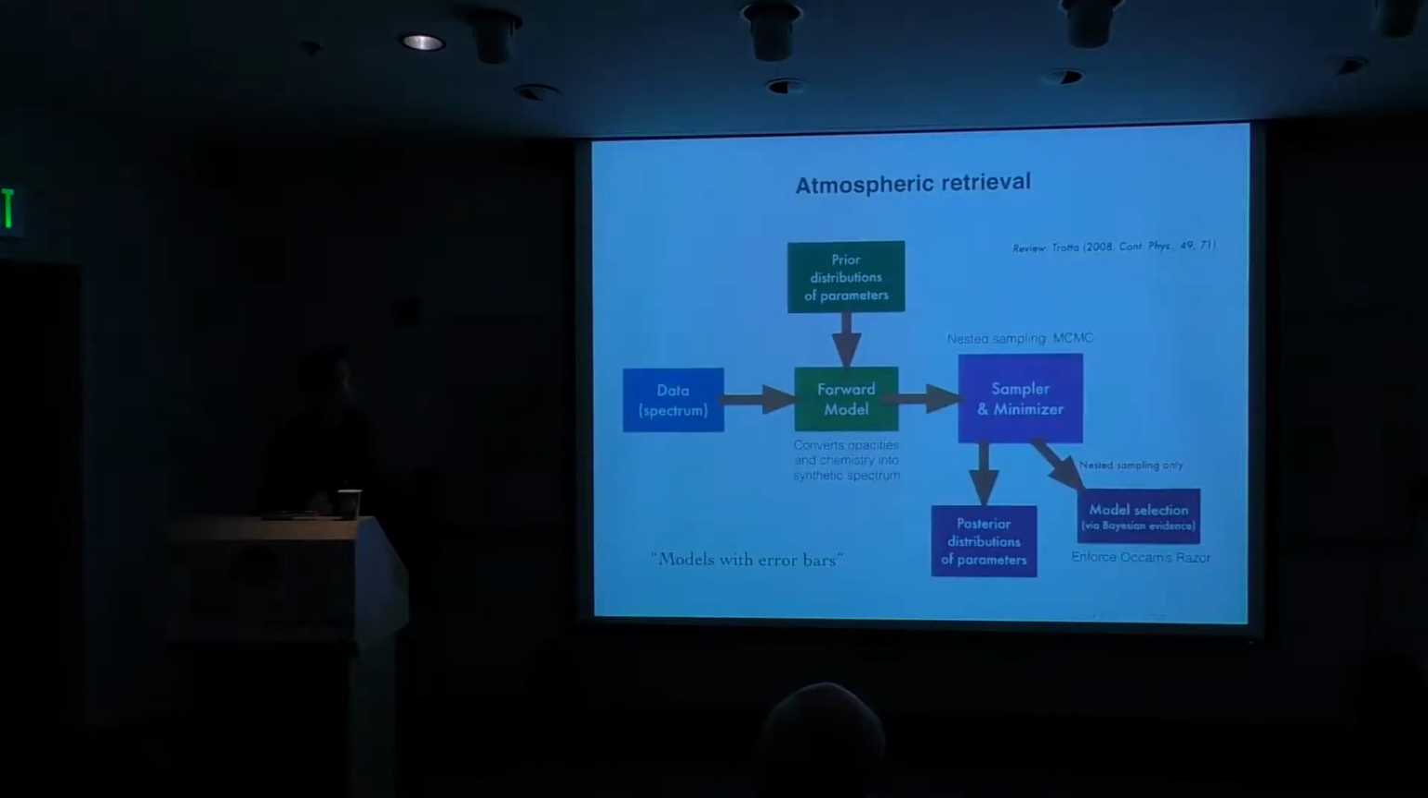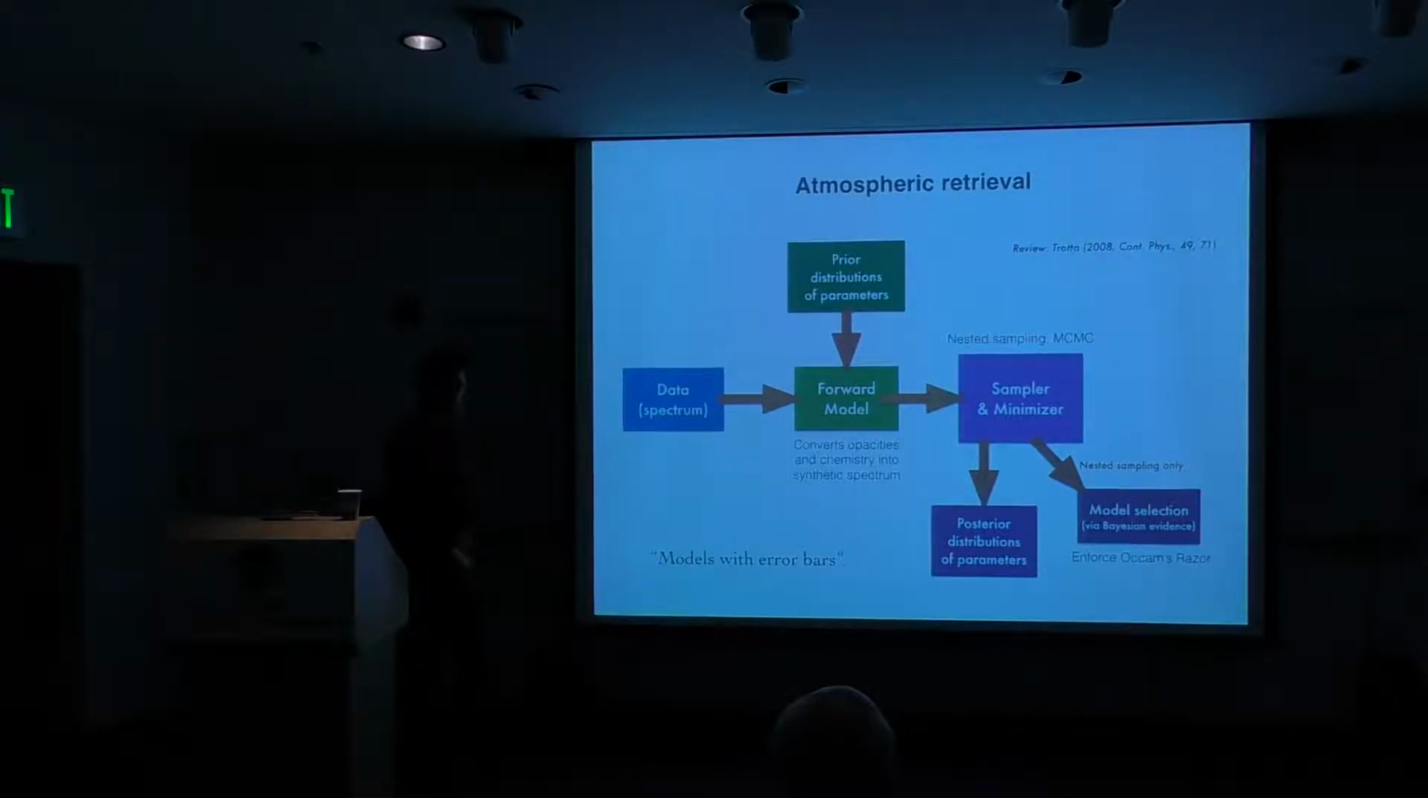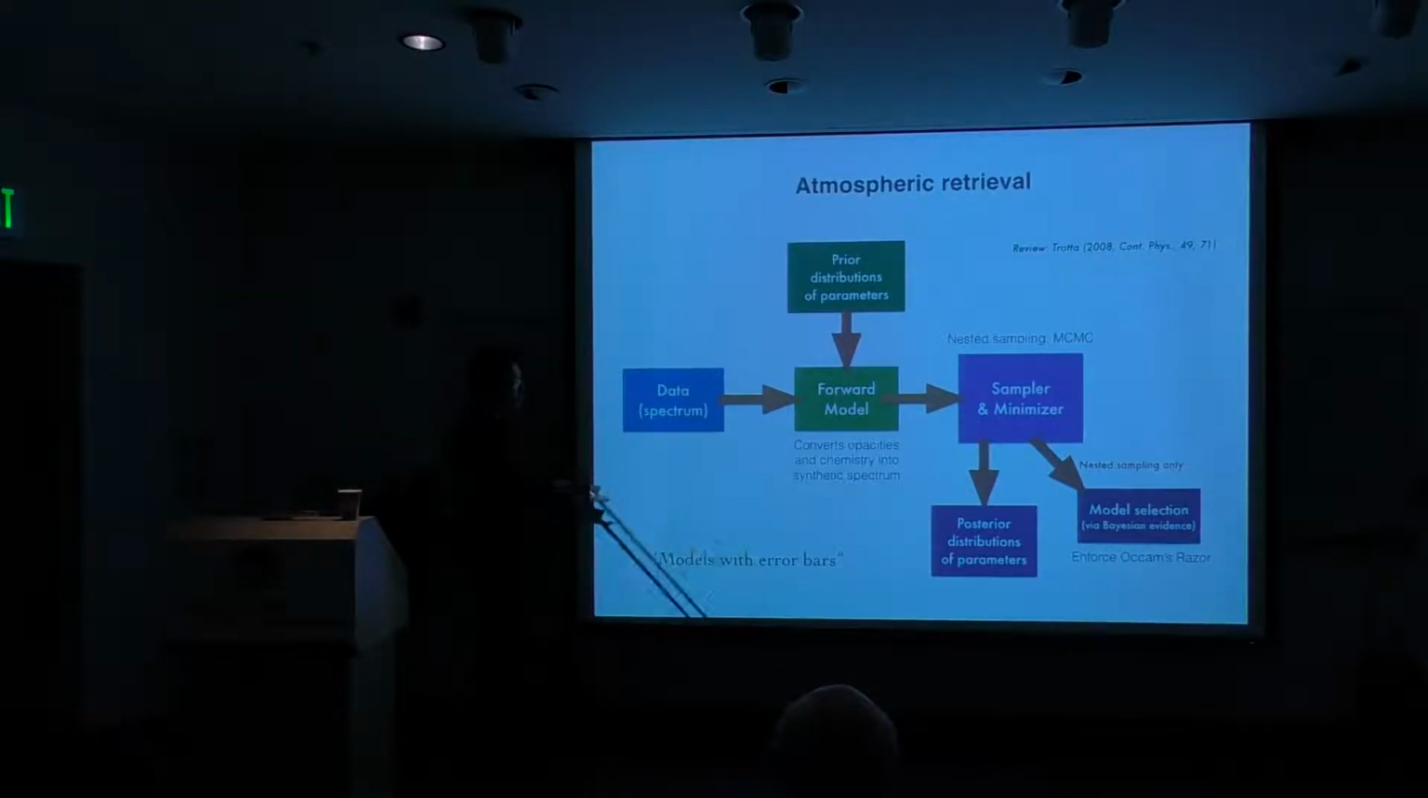So I would like to introduce you to atmospheric retrieval. Some of you probably know this paper better than me. This was written by a cosmologist, Roberto Trotta. And I call this procedure models with error bars, informally. So you have some data, in my case, a transmission spectrum, and you need some kind of model, a forward model that translates between the opacities, which are cross-sections per unit mass, and some assumption about chemistry or lack of, into a synthetic spectrum. You need to think hard about what the prior distributions of these parameters actually are.